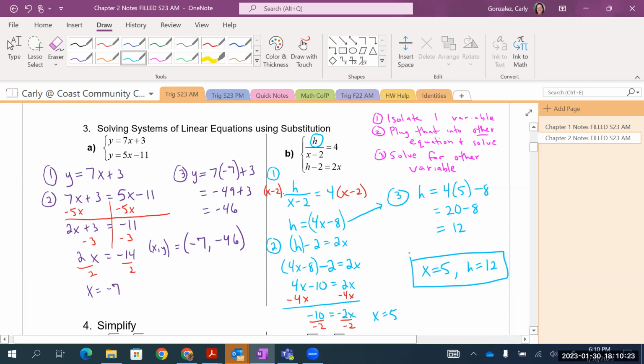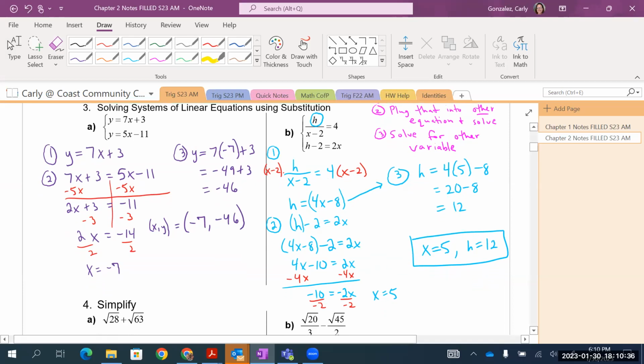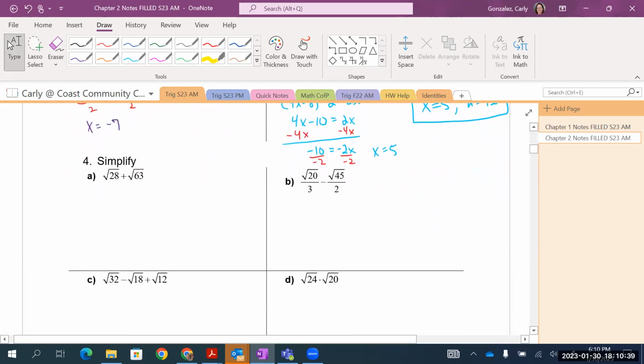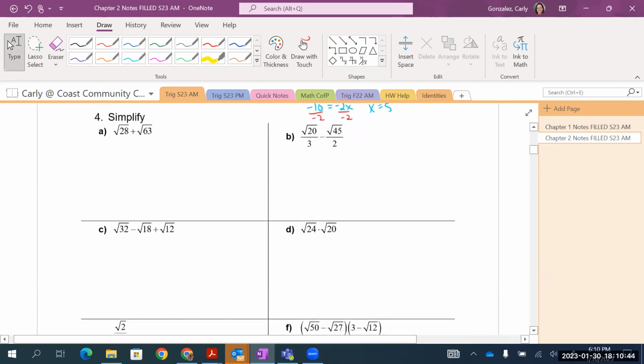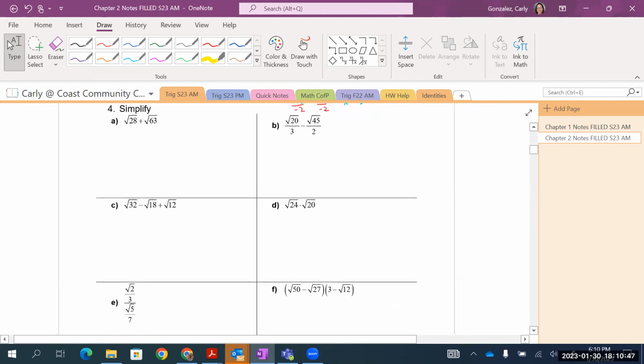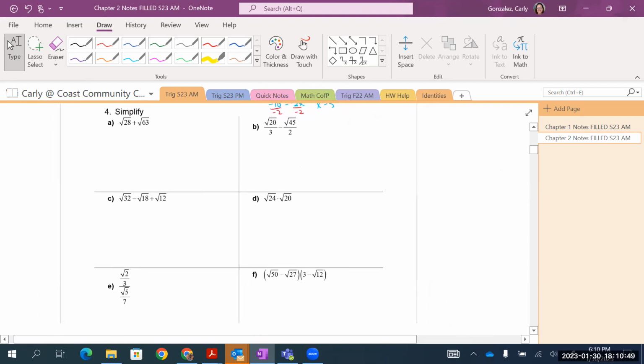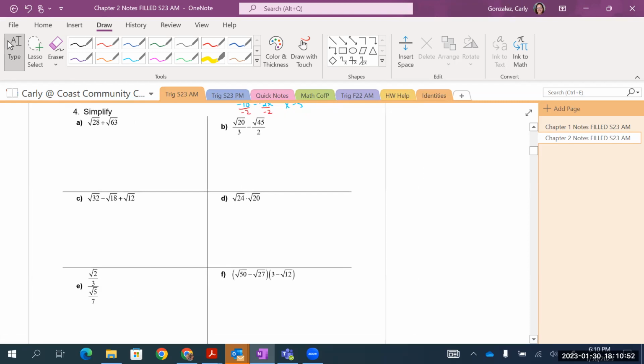Okay, so that is a quick introduction or review of solving systems of linear equations using substitution. We'll go on to our last set of subskills, which is operations on square roots. So as you can see here, we're going to add, subtract, multiply, and divide expressions that contain square roots.